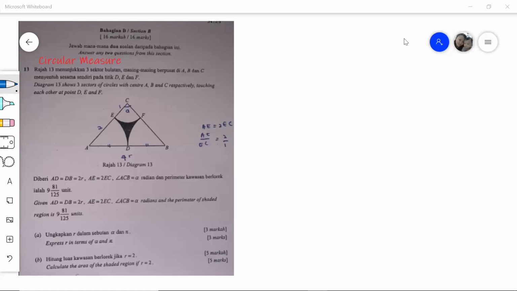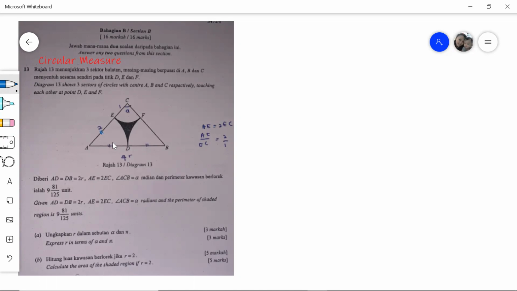Hello everyone, in this video clip, I'm going to share with you how to solve this circular measure question. So let's read the question. Diagram 13 shows three sectors of circle with center A, B, and C respectively, touching each other at point D, E, and F. So these are sectors, therefore they have radii.